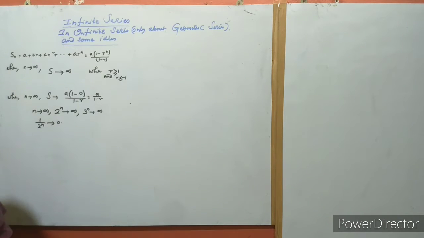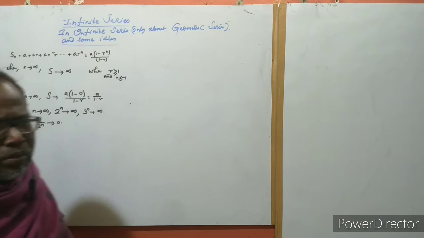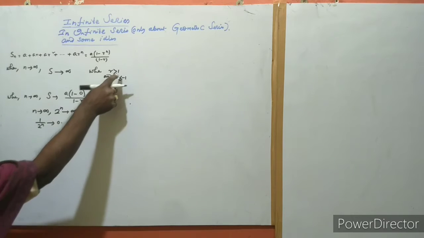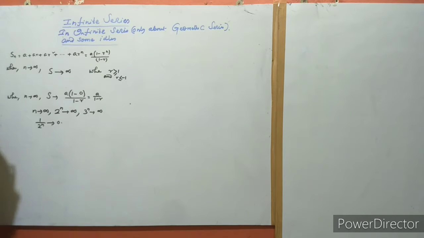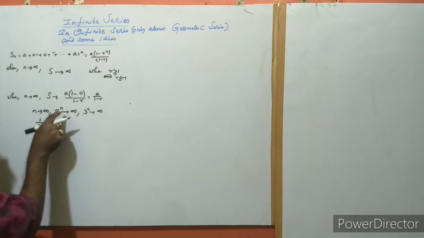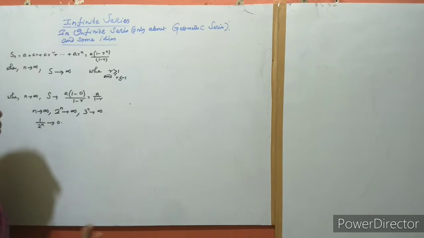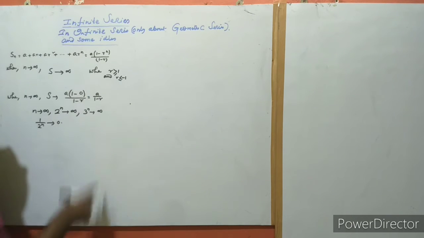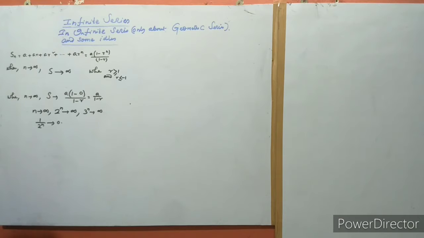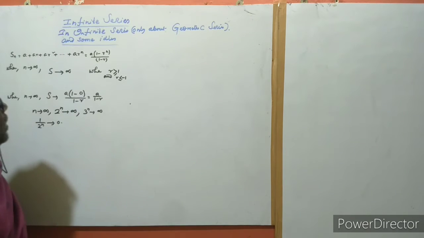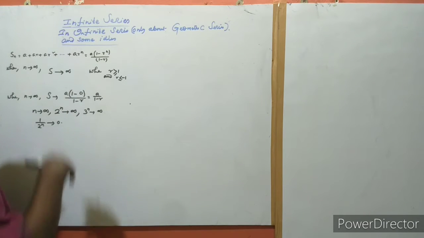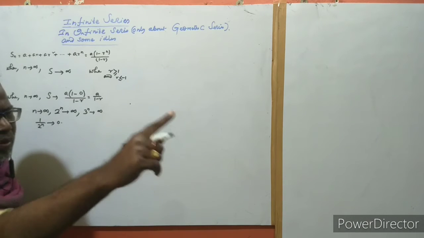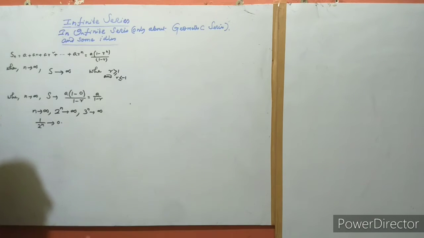So that's why n into a would be infinity. But if r is more than 1, like 2, same as if we take 3, or 4, this goes to infinity. So 1 minus infinity is negative infinity, but the numerator part is also negative. Negative by negative is positive, so it goes to positive infinity. Okay, I think all of you are clear.